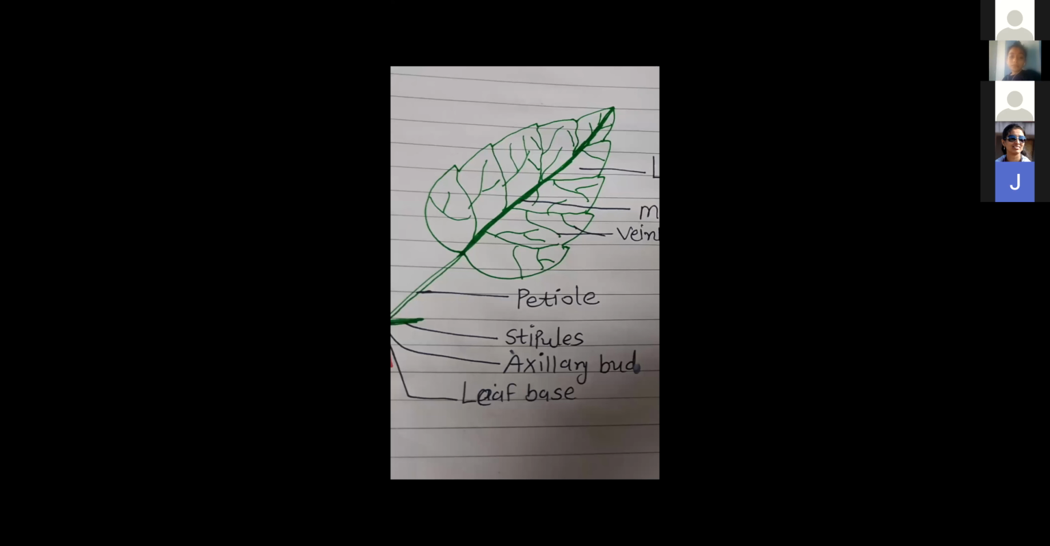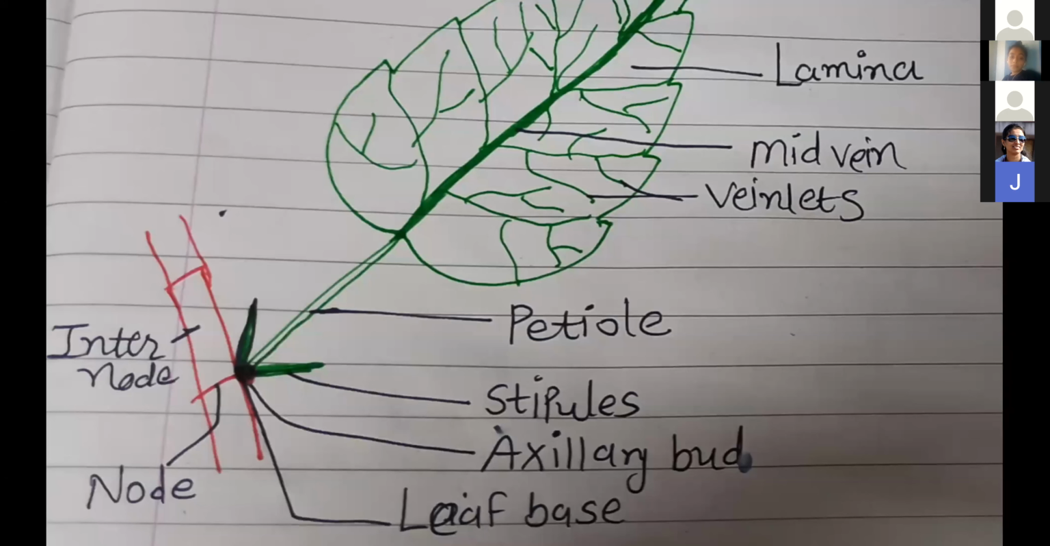Clear? Typical leaf structure: leaf base, petiole, and the leaf lamina. Anyone have a doubt? Quickly tell me, the stalk of the leaf we call what? Arpita.